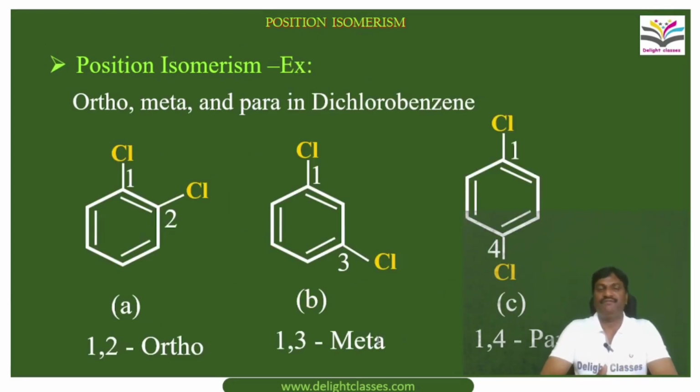One more example for position isomerism. A benzene ring attached to 2 chlorine atoms. How many possible structures are there? Only 3: 1 and 2 ortho, 1 and 3 meta, 1 and 4 para. Only 3 possible structures are there. So, for this, the position isomers are 3.